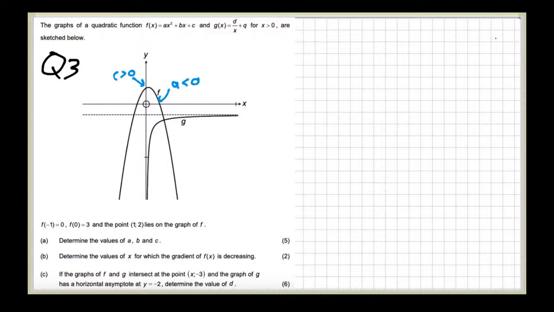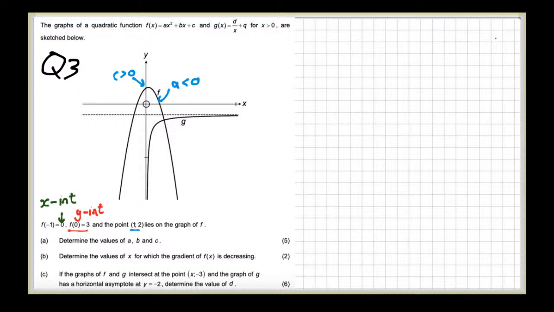So let's go into the further information before we go to the question. First of all, they give me f of -1 equal to 0. That means it is an x-intercept. Then they give me f of 0 is 3. Well, that is a y-intercept. And lastly, they give me a set of coordinates, 1, 2.